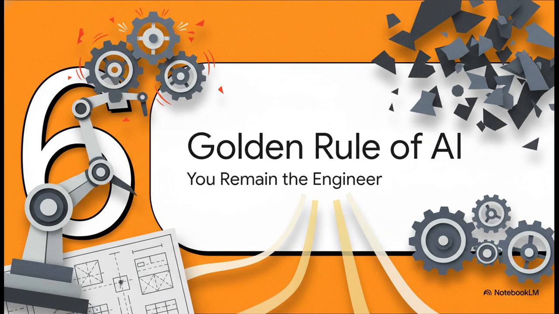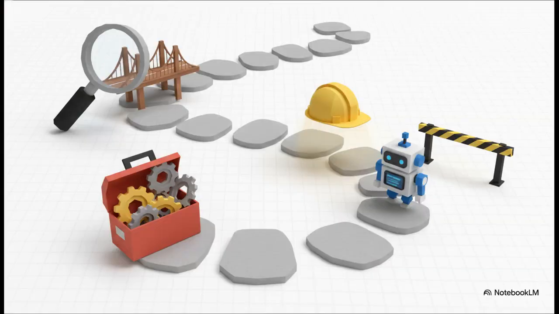Section 6, the golden rule of AI. Here is the bottom line. AI is an incredibly powerful assistant, but you must remain the engineer. You have to force the AI to produce artifacts, like your requirements documents and visual models, that you can actually inspect and modify. You have to guide it step by step, instead of relying on massive one-shot prompts.